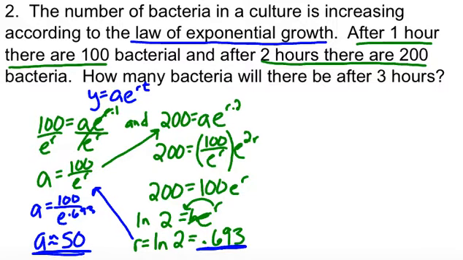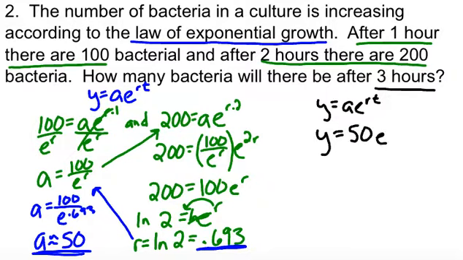Now let's get to solving the problem. We want to know how many bacteria there are after 3 hours. So go back to that original equation. We're trying to find the amount after 3 hours. We said a was 50, that's what we started with. Our rate is 0.693, and now our time is 3 hours. Now all we have to do is plug that into our calculator, 50 times e to the 0.693 times 3, and when we punch those buttons, we get right around 400 bacteria. Final answer.